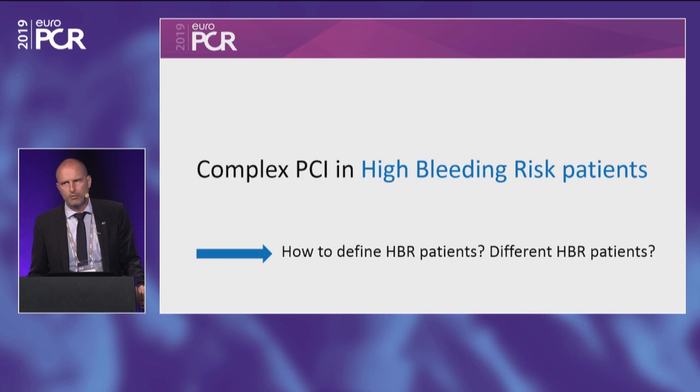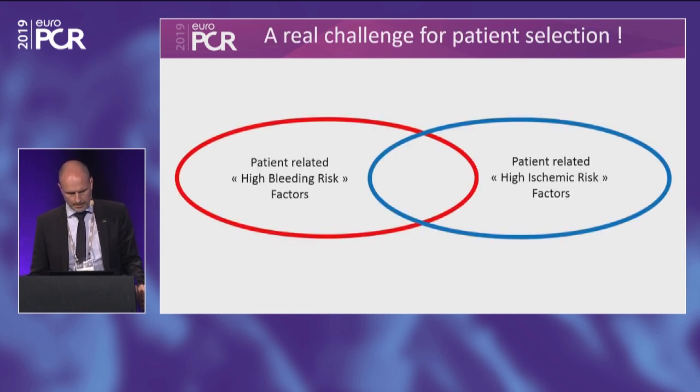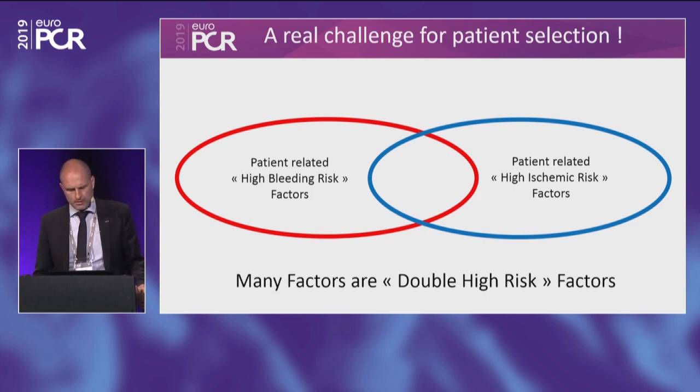We heard yesterday about the new HBR ARC definition, assuming that we also have in a group of HBR patients very different types of HBR. And it's a real challenge when we speak about high bleeding risk patients, because we know that many factors qualifying the patient as high bleeding risk will also be factors with high ischemic risk, such as chronic renal failure.